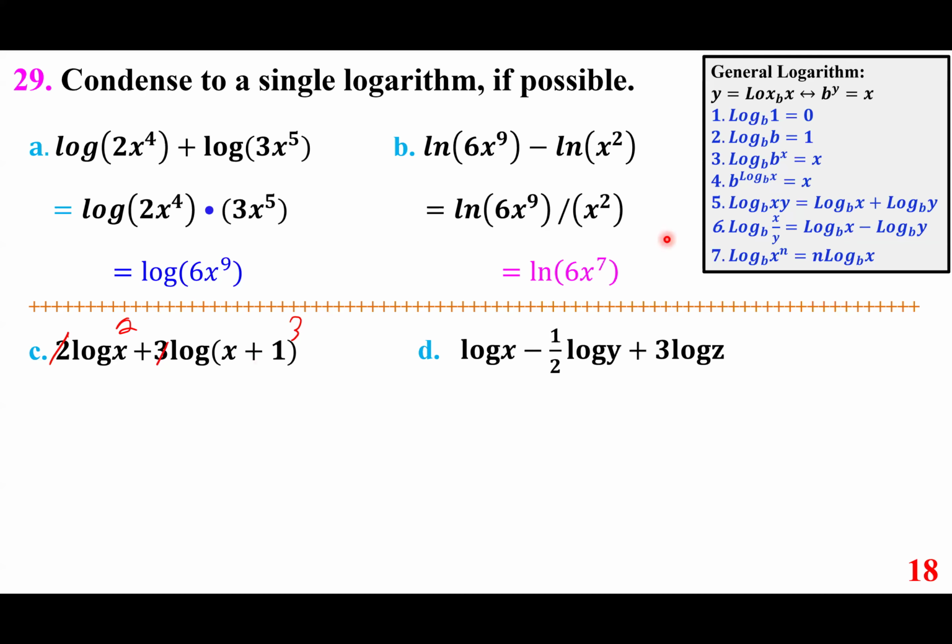Now we go to number 5, and we go from right to left, and we say log of parentheses x squared times x plus 1 cubed. So that's pretty straightforward, everybody.